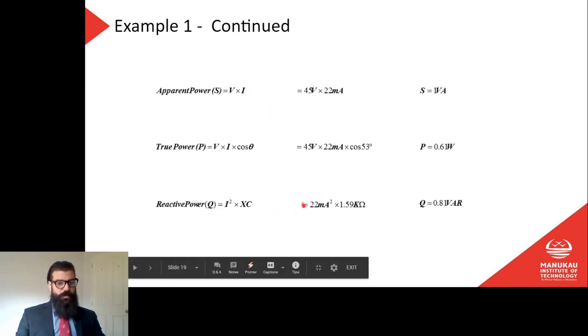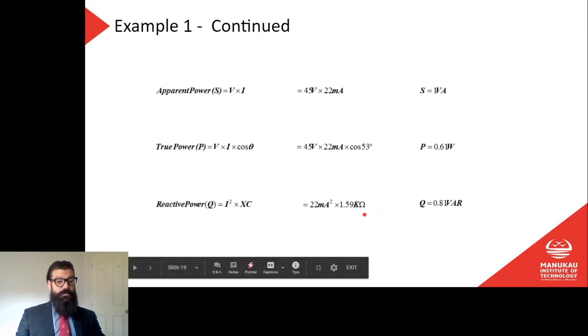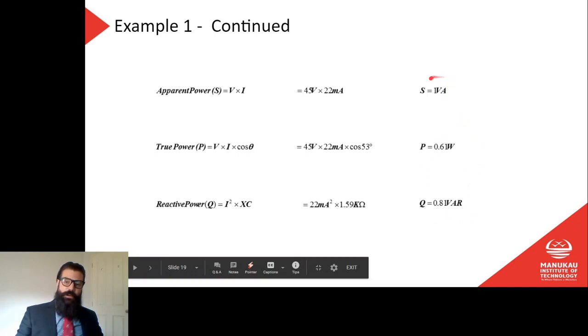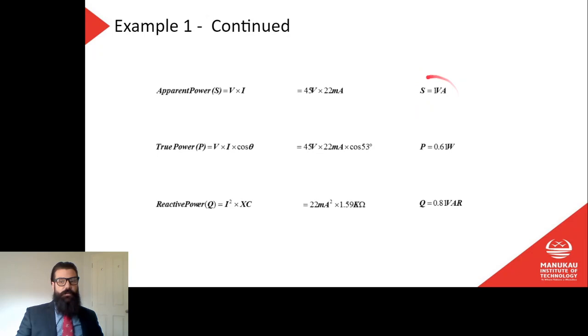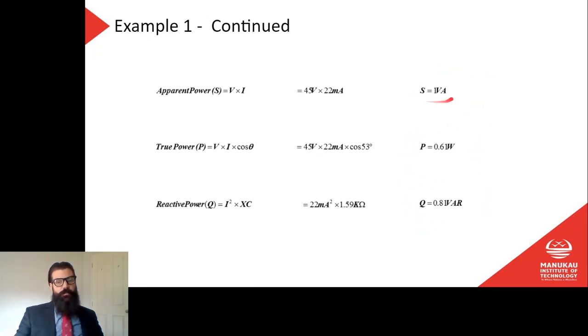So I squared will be 22 milliamps. So 22 milliamps squared times 1.59 kilo ohms, that was my capacitive reactance, equals 0.81 VAR. And you would find if you drew a triangle with a side of 0.61 and a side of 0.81, and then you measured the hypotenuse between them, that's going to be the apparent power. So these three numbers here make up my power triangle. Remember, we have reactance, true power, and apparent power.